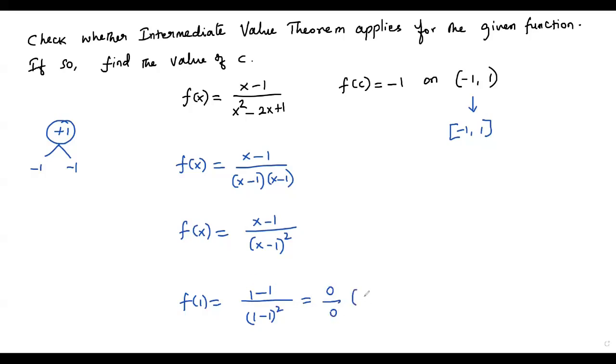So it's not a finite value. We have to say this is not defined. So for one of the values in the closed interval, the given function is not defined. That means the given function is not continuous on the closed interval [-1, 1]. Since the given function is not continuous on the closed interval [-1, 1], the intermediate value theorem does not apply for the given function. So we cannot find the value of c for the given condition.